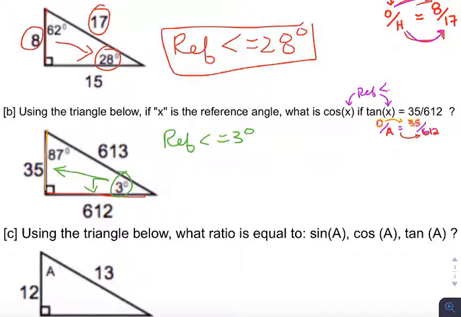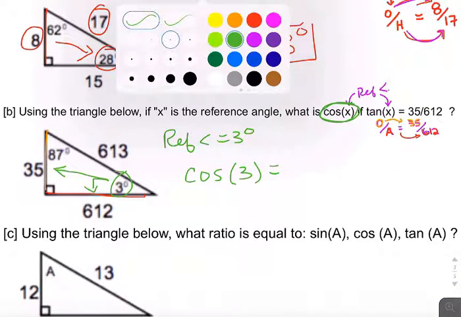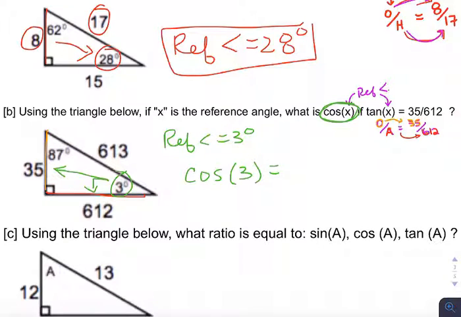Now, that's not the question, because the question asks us to find the cosine. But if we know the reference angle is 3 degrees, and we now take the cosine of 3, and this is not asking you to look it up in a calculator. This is intended to be done without a calculator. So if we look at 3 as a reference angle, cosine, remind yourself, is A over H, which means this side has to be A over H for 3 degrees.